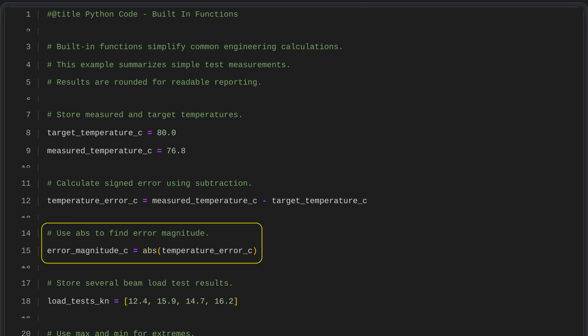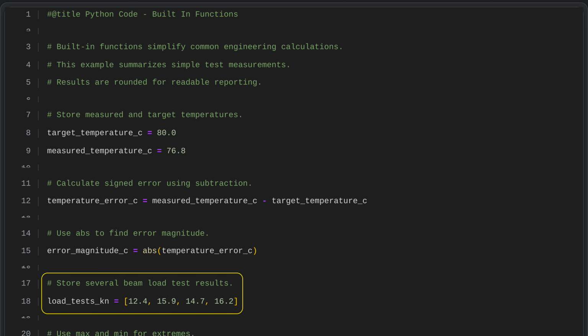To measure the size of a temperature error, use the absolute value function. It turns a positive or negative error into a non-negative value, showing how far the measured temperature is from the target without considering whether it is above or below it.